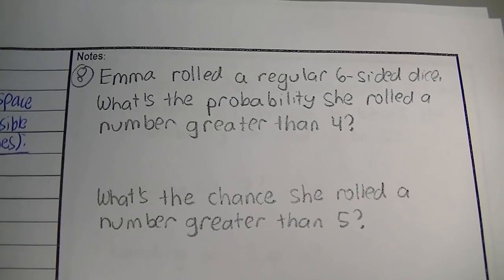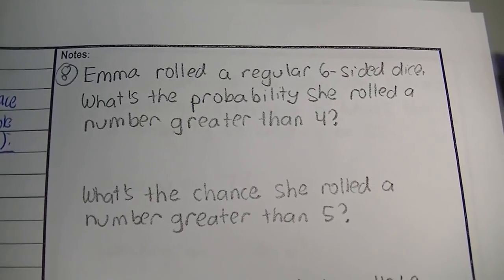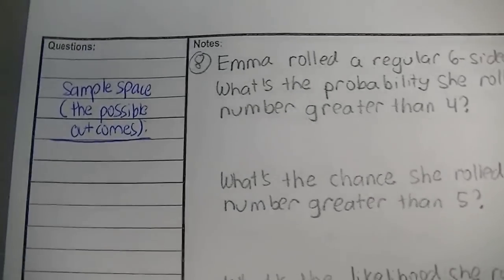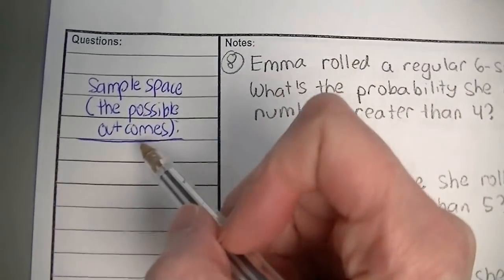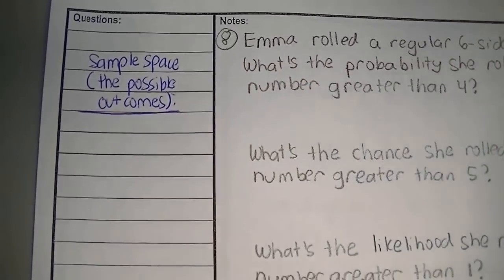Emma rolled a regular 6-sided dice. What's the probability she rolled a number greater than 4? What helps me is to list the sample space. So I made room over here for the sample space, also known as the possible outcomes. What could Emma possibly land on when she's got a regular 6-sided dice?